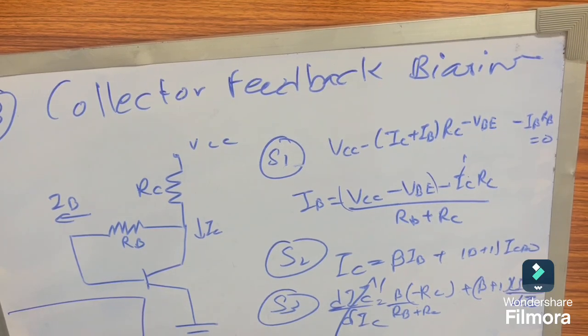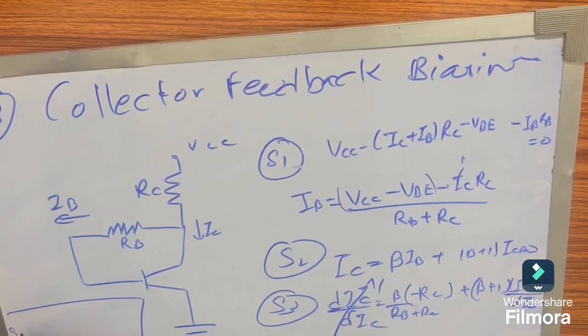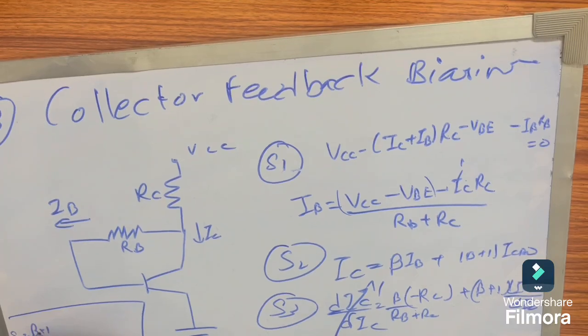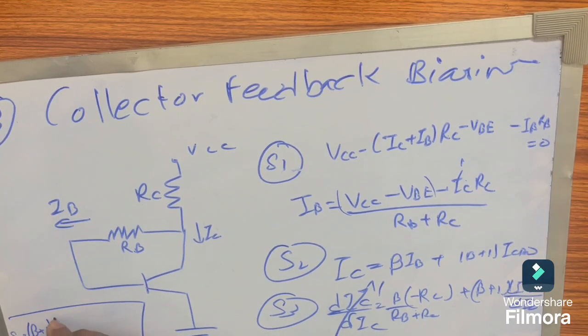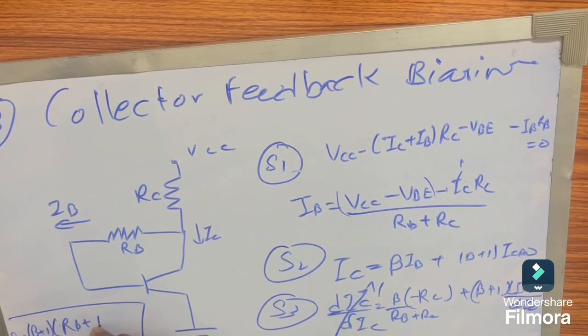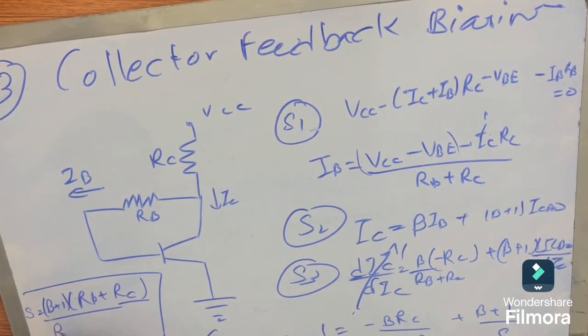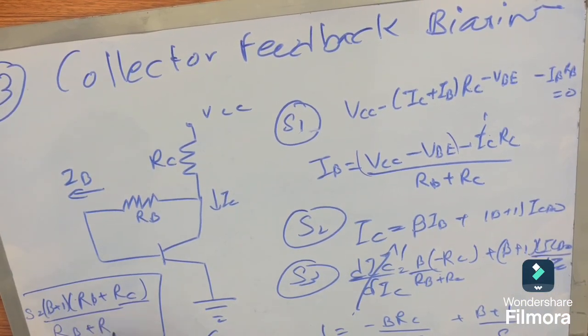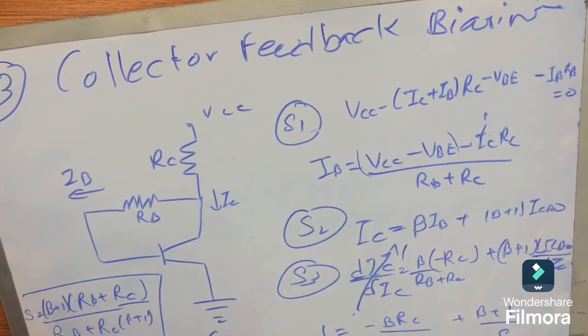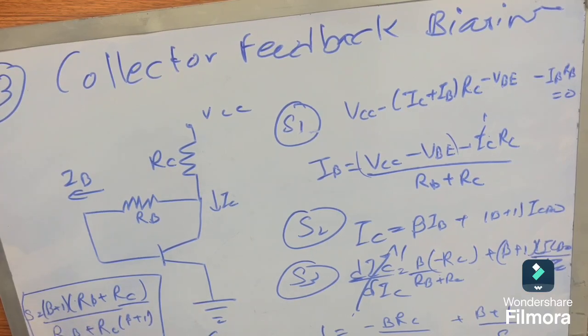On solving this, the stability factor equals (beta plus 1)(RB plus RC) by (RB plus RC plus beta RC), that is, by (RB plus (beta plus 1) RC). So these are the formulas for the stability factors of different types of biasing. Hope you understand from this video. Thank you.